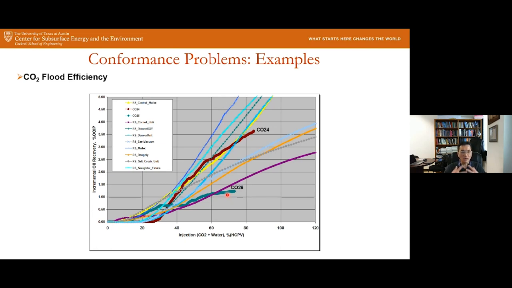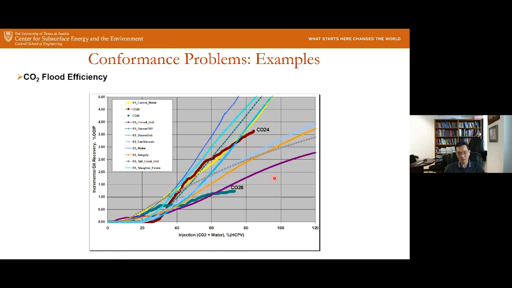Just to have an idea why the conformance control problem should be a concern, again going back to the CO2 flood efficiency, this figure shows the incremental oil recovery versus the amount of injected CO2 plus water. Sometimes you inject straight CO2, sometimes CO2 plus water for a little bit improved mobility control, in terms of percent of hydrocarbon pore volume. This is for several different CO2 projects plotted in this figure.